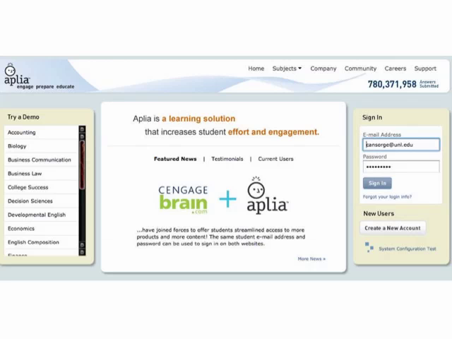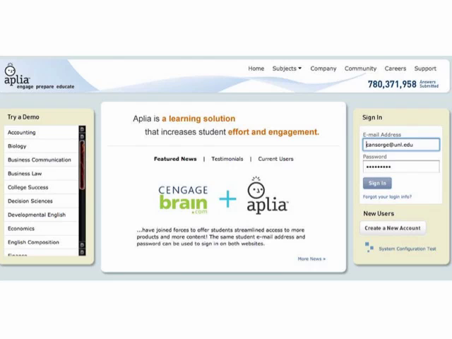So the students now get a chance to go to Aplia. This is the home page for Aplia. It's very much like a course management system. It's really a combination of Cengage Brain and Aplia. It's a place where they can go to get access to the digital textbook, and also a place where they can go to get access to practice problems and problem sets.